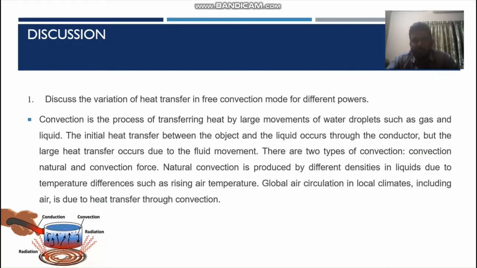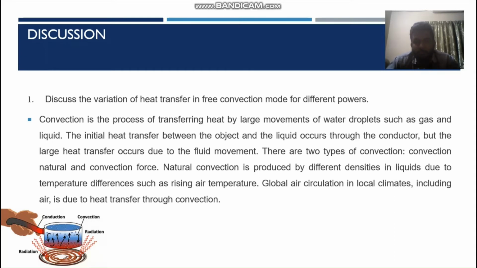Let's take a look at the discussion. The first question asks us to discuss the variation of heat transfer in free convection mode for different powers. As you all know, convection is the process of transferring heat by large movements of molecules in fluids such as gas and liquid. The initial heat transfer between the object and the fluid occurs through conduction, but the large heat transfer occurs due to the fluid movement.